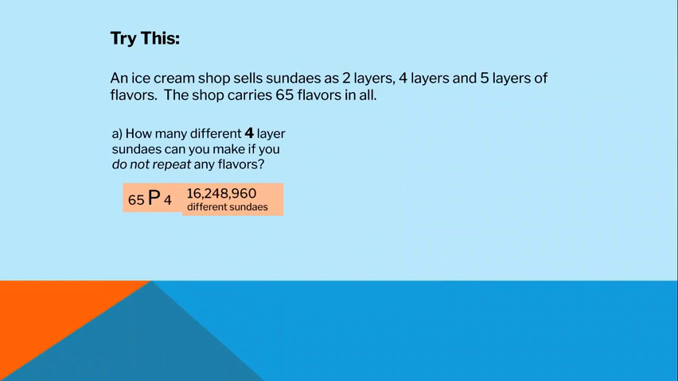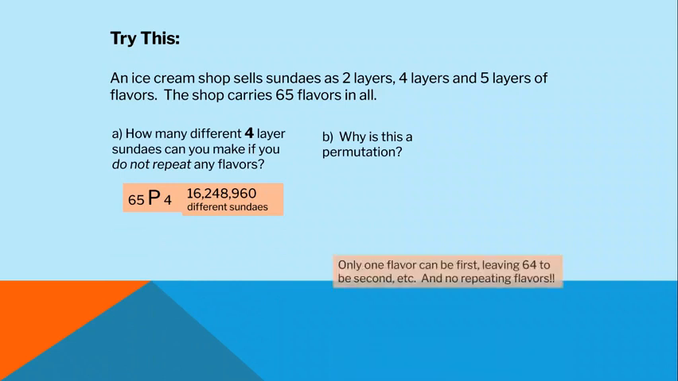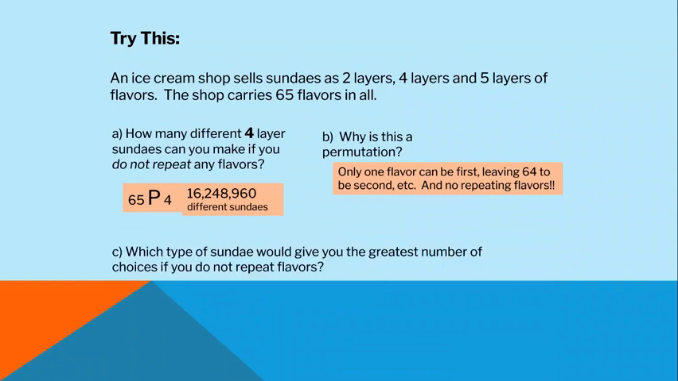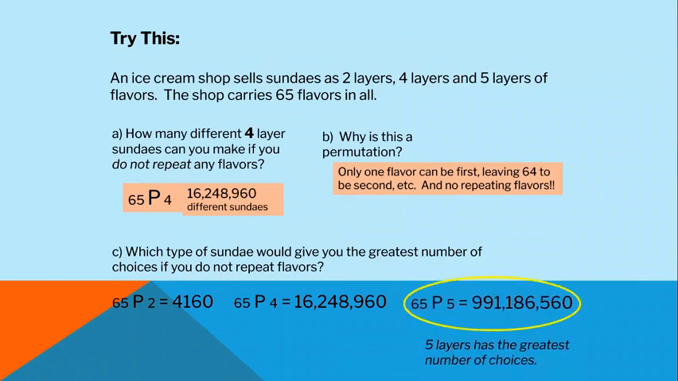16 million different sundaes. Why is this a permutation? Only one flavor can be first because the order of the layers mattered. Which type of sundae would give you the greatest number of choices? Well, let's see. Use your calculator. 65P2, 65P4, check out 65P5. 5 layers has the greatest number of choices.